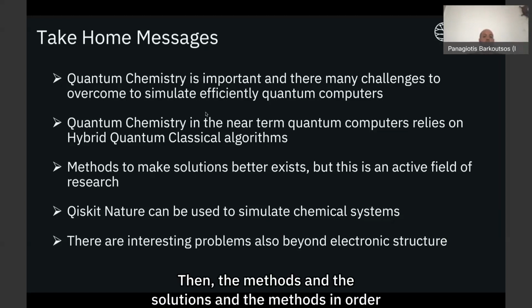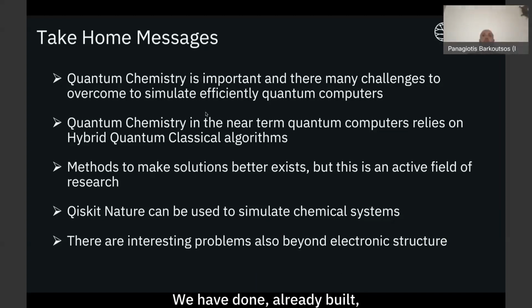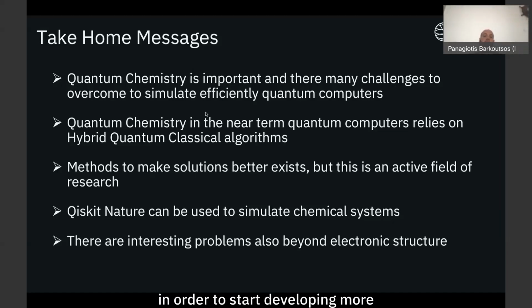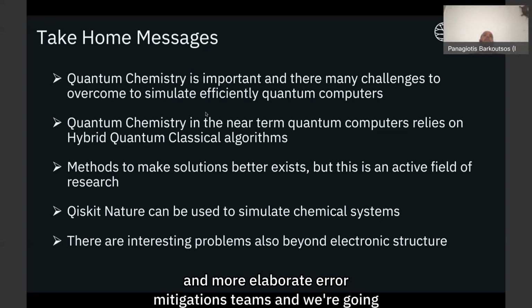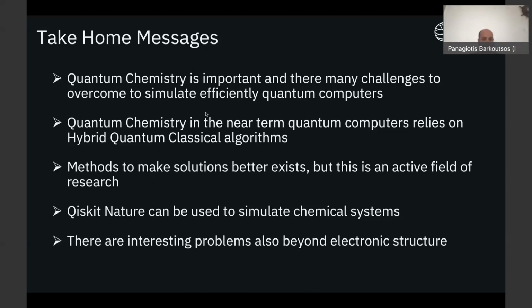Then, the methods in order to make the solutions better already exist. We actually have already built the foundations in order to start developing more and more elaborate error mitigation schemes, and we're going to be able to perform better in the near future.